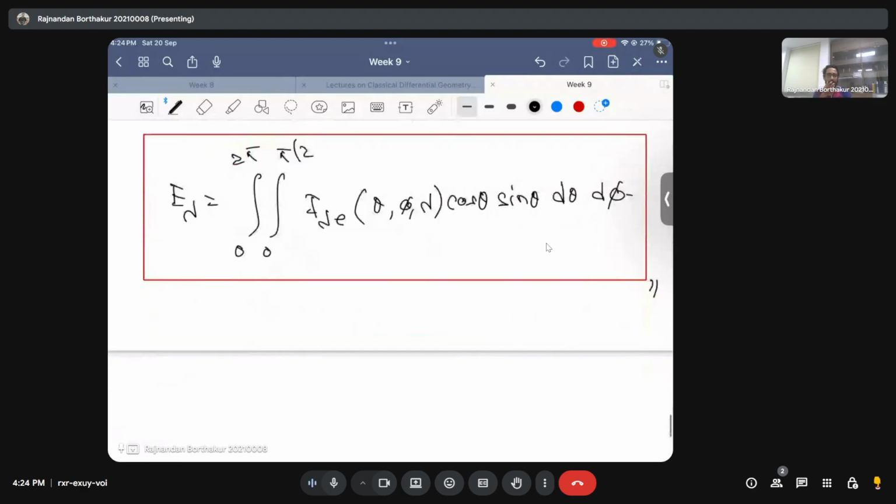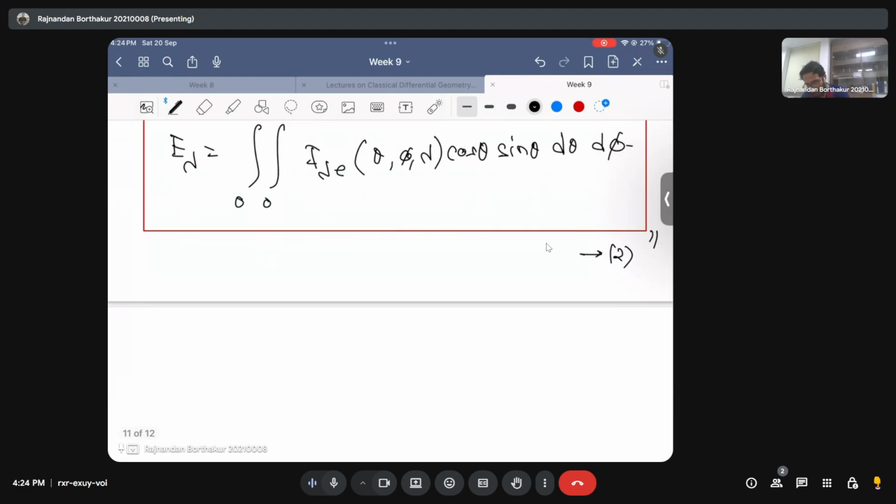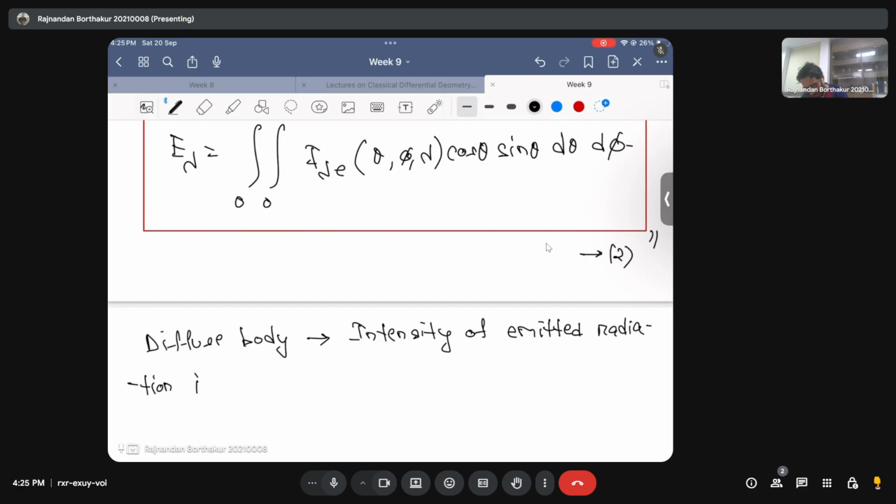Now this is the second thing that you need to understand. There is a particular kind of body which is known as a diffuse body. The definition of a diffuse body is that the intensity of emitted radiation is independent of direction.